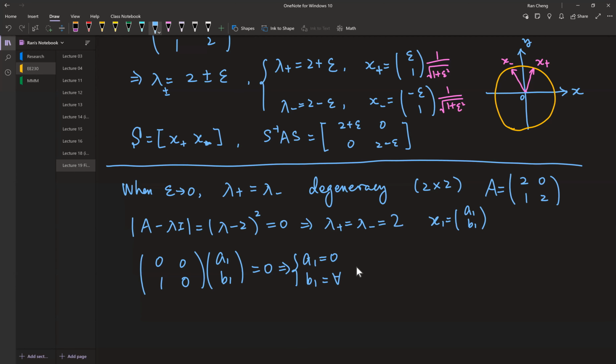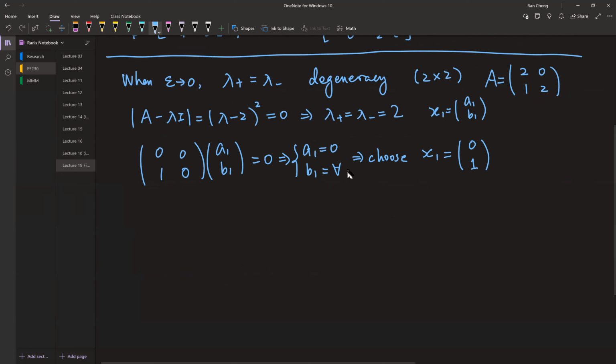Then we can choose the normalized eigenvector x1. Because the first element must be 0, if we want to normalize it, we just set b1 equal to 1. So this is a choice of normalized eigenvector. But that is the only eigenvector that we can find. There's no second eigenvector, even though lambda repeats twice.